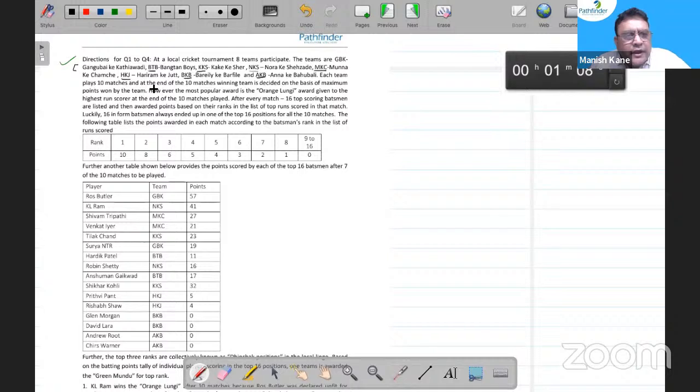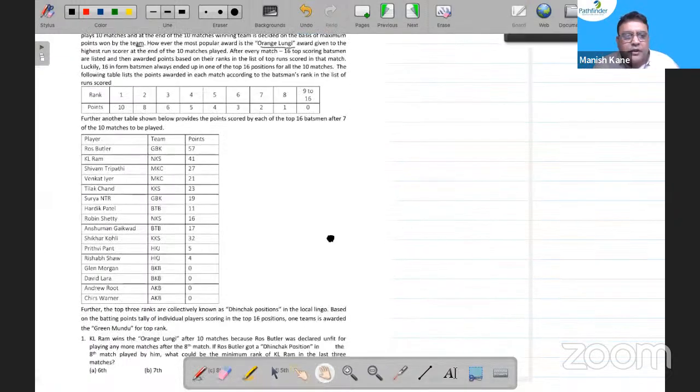Each team plays 10 matches, and at the end of 10 matches, the winning team is decided on the basis of maximum points won by the team. However, the most popular award is the Orange Lungi Award, given to the highest run scorer at the end of 10 matches played. After every match, 16 top scoring batsmen are listed and then awarded points based on ranks in the list of top runs scored in that match. Luckily, 16 in-form batsmen always ended up in one of the top 16 positions for all the 10 matches. The following table lists points awarded in each match according to batsmen's rank in the list of runs scored.